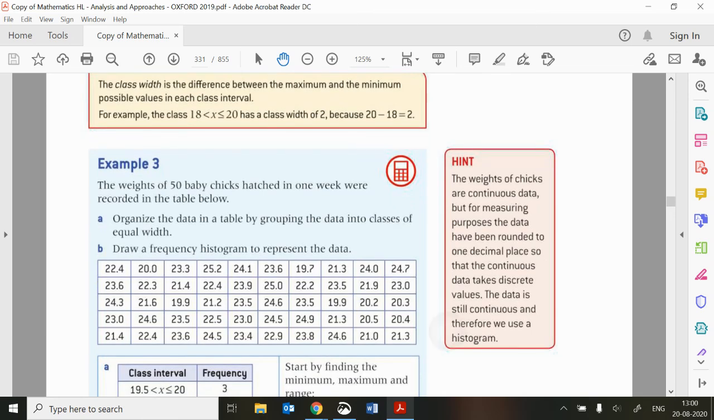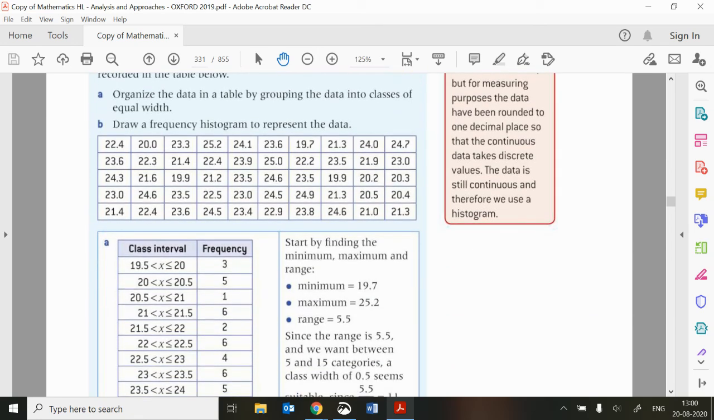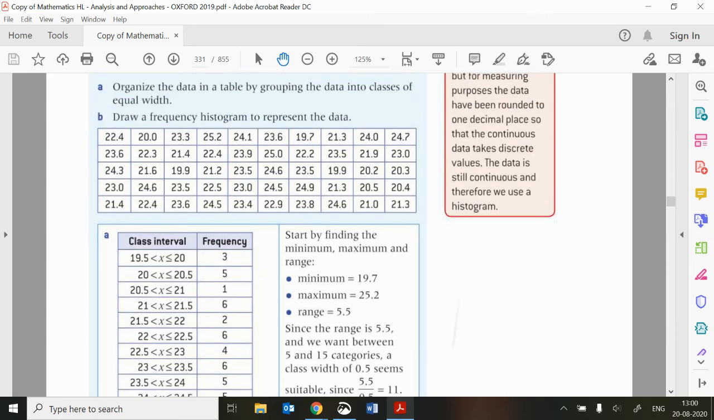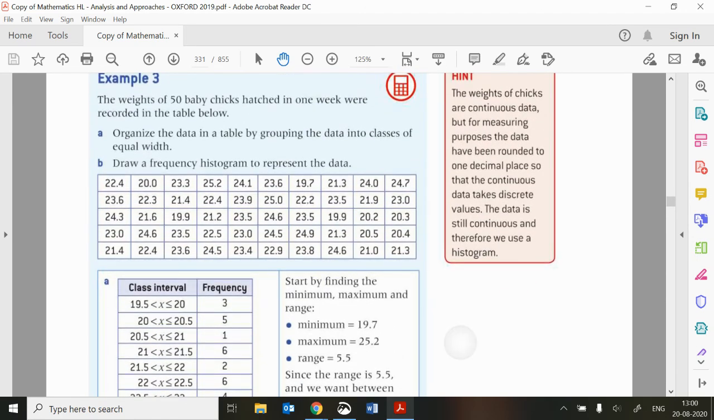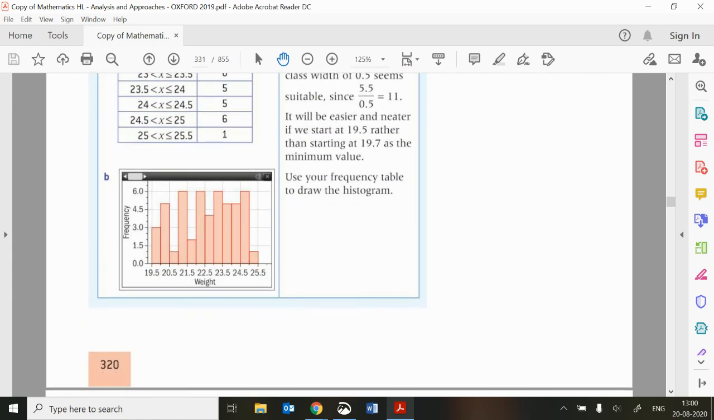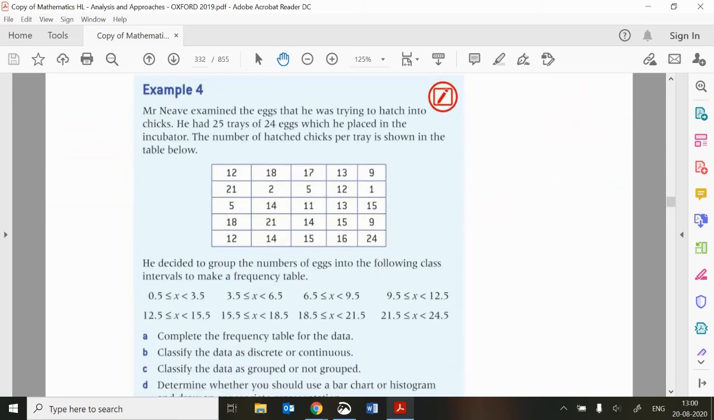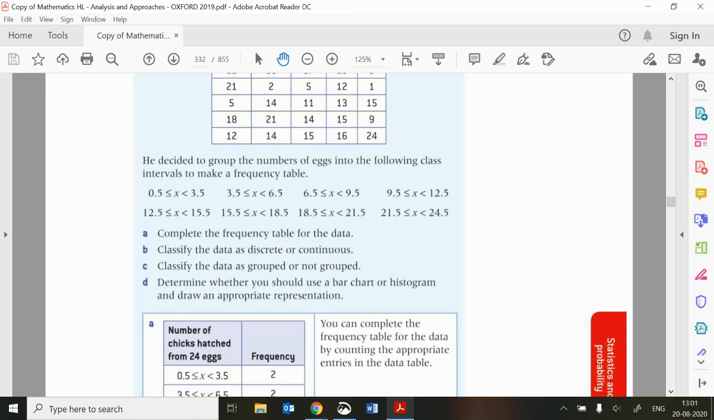Okay, they're talking about class intervals. Class interval is the difference between your 18 and your 20, that's 2. Draw your frequency histogram. In order to do that, they've made a table first, and then they've drawn the graph. You can see that, and then they're doing the same in the next one, I think. Okay, I don't think there's anything difficult about those questions.